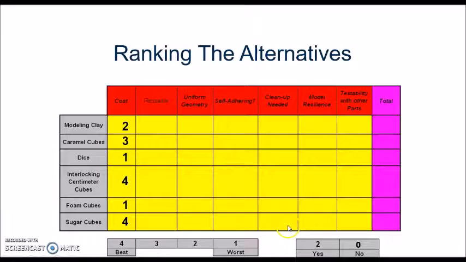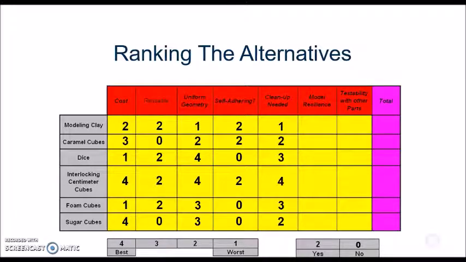So here is how they're ranking the cost. Because sugar cubes and interlocking centimeters were the cheapest, they got the most points. Caramel cubes were the next cheapest, then modeling clay, and then dice and foam were the most expensive, so they got the least. Reusable was either yes or no. Either you could reuse the material or you couldn't, and so it either got 2 points or no points. So you can see here they've ranked all of their different categories, and they're using a mixture of the rank system and the yes-no system.